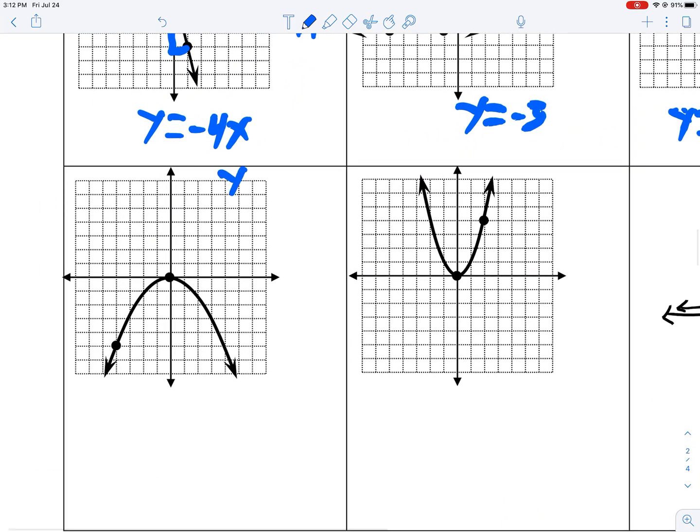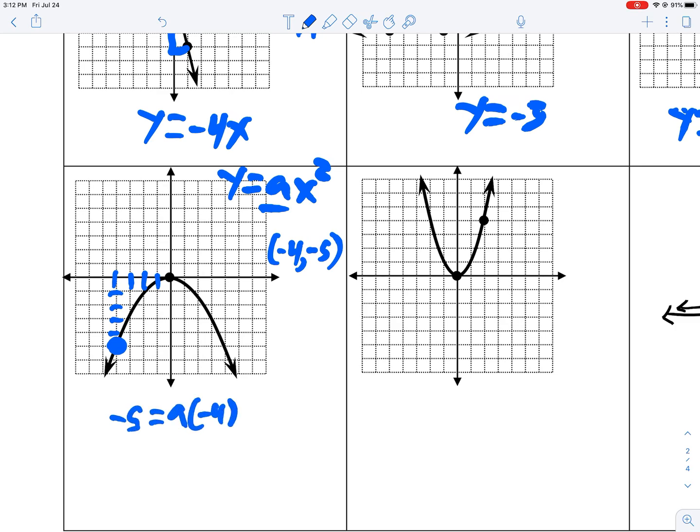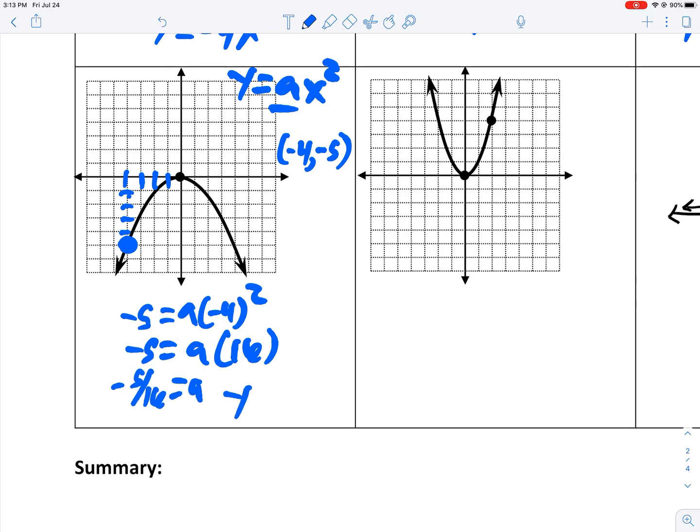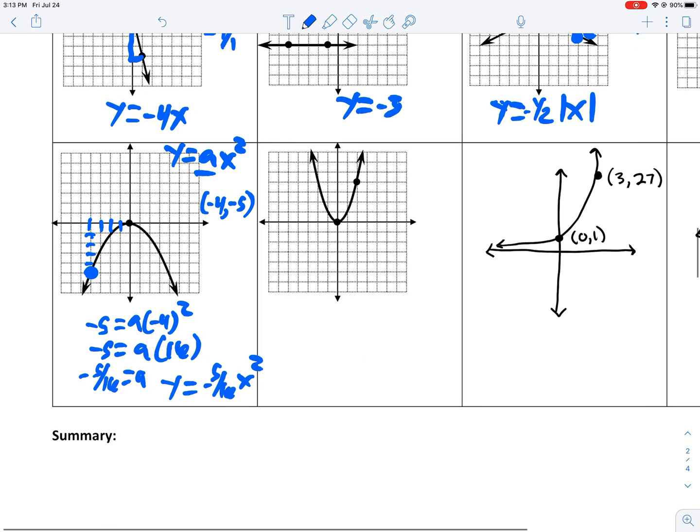So with the quadratics, right, we know the parent function's ax squared. We need to figure out a, so we're going to have to use that other point. So 1, 2, 3, 4, 1, 2, 3, 4, 5. So (-4, -5). So -5 equals a times -4 squared. Right, so -5 equals a times 16. So -5 over 16 equals a. So y equals -5 over 16 x squared. Right, kind of weird looking equation.